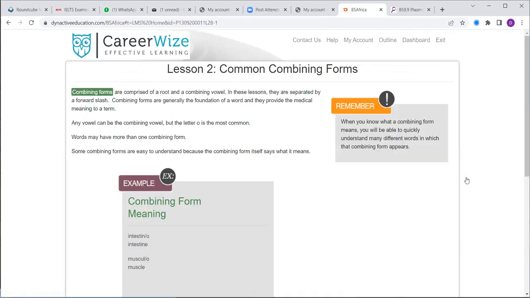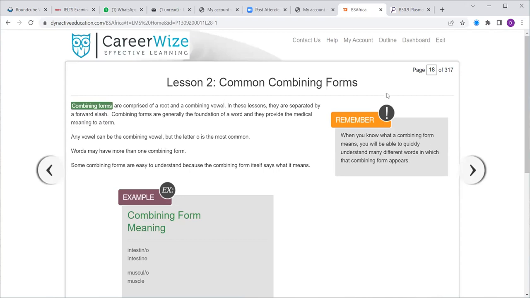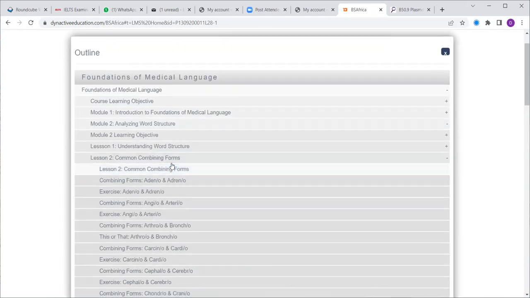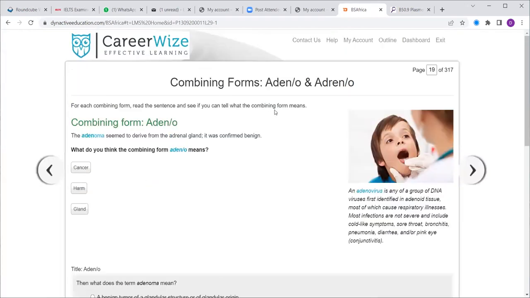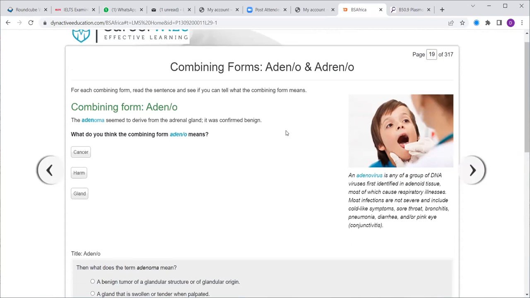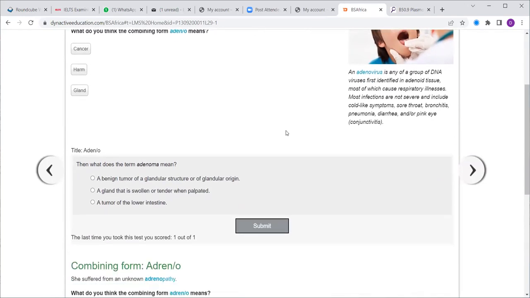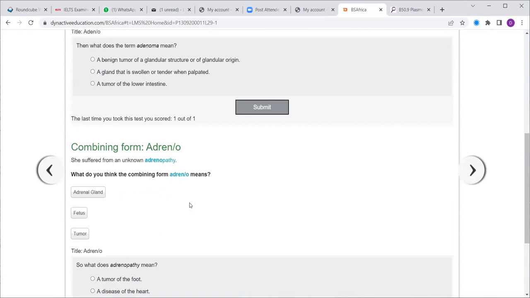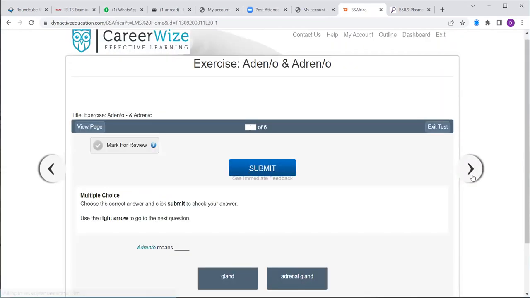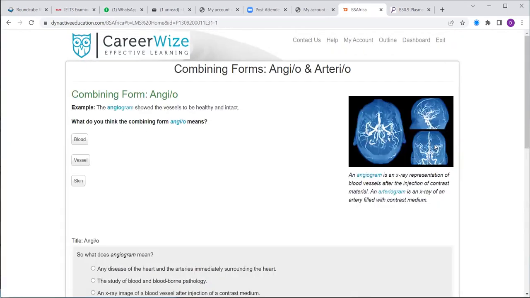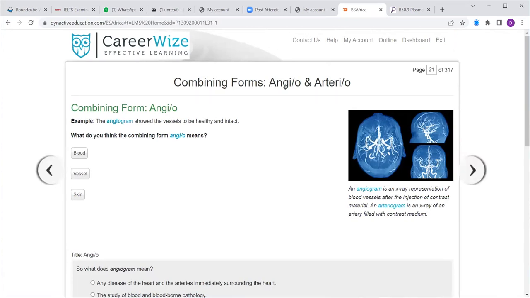Then you're going to learn a lot more combining forms and combining vowels. So you start from adeno, adreno, adenopathy, adenoma. What does it mean? Adreno, adrenopathy. Okay. Then when you are done, you do a test. Then you go to angio, arterio. And what they mean.